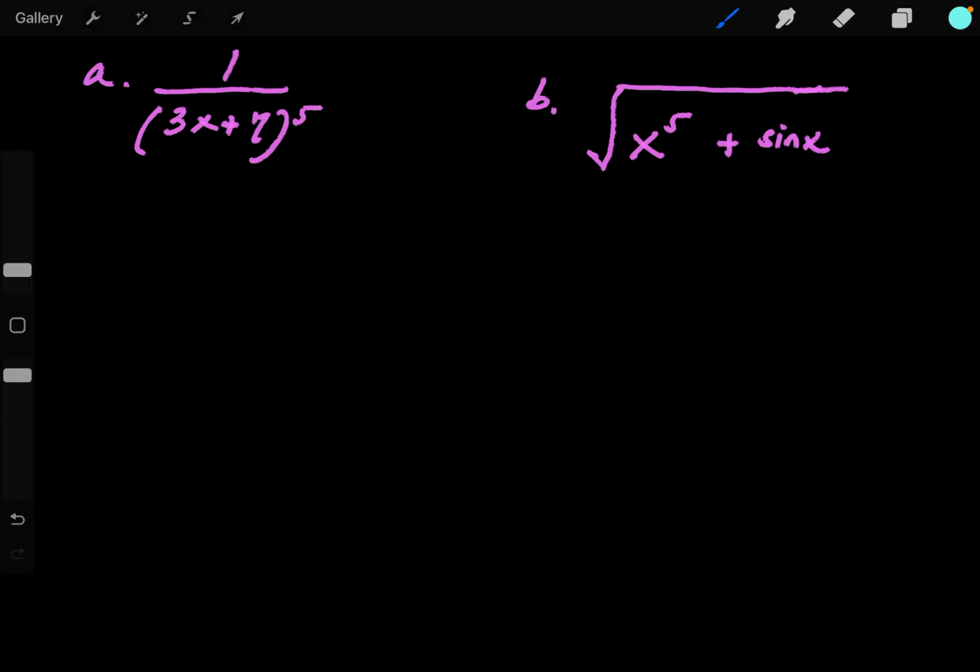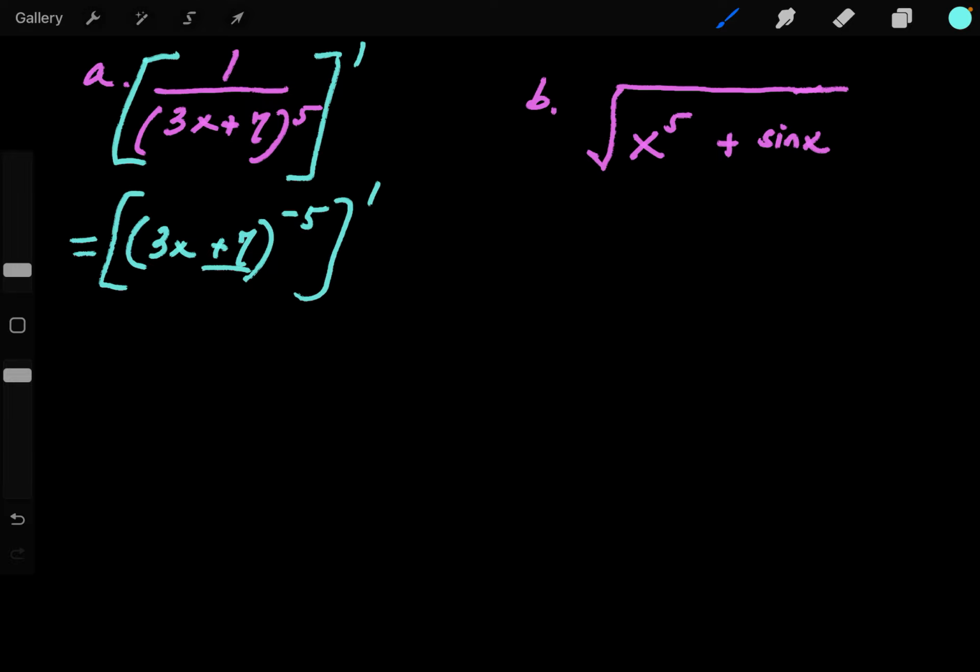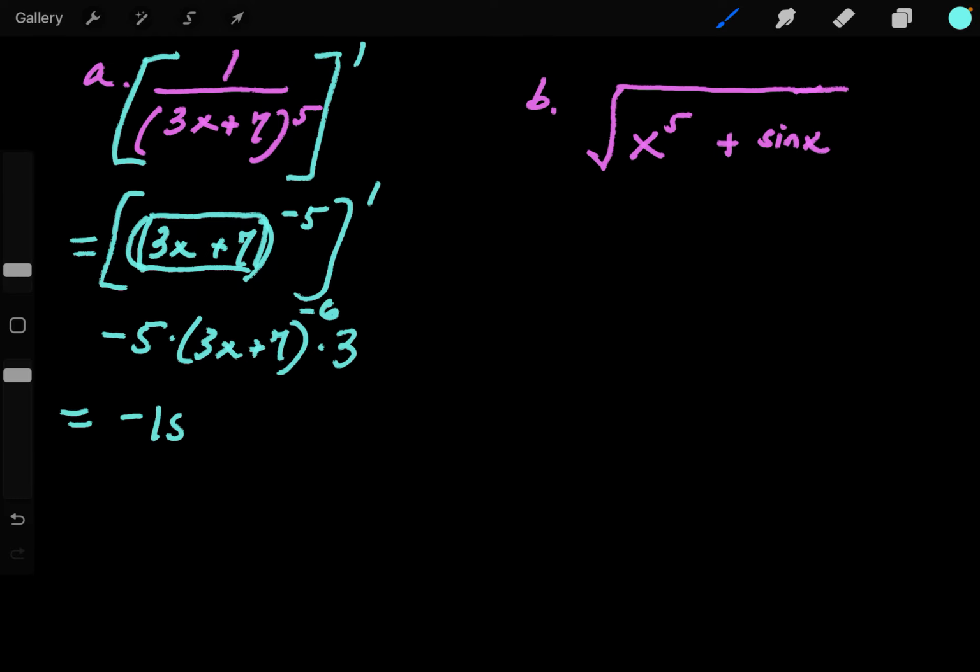Okay, so here we want to compute the derivatives of these, and again, I would not use a quotient rule here. I would just rewrite this as 3x plus 7 to the negative 5, and then I would differentiate using chain rule, where this is the inner function right here, and it's u to the negative 5. So what's the derivative? Negative 5 times u, which is 3x plus 7, times the derivative of u, which is just 3. Oh, negative, and don't forget minus 6, right? And then you're going to get negative 15, 3x plus 7 to the negative 6. And you can leave your answer like this.